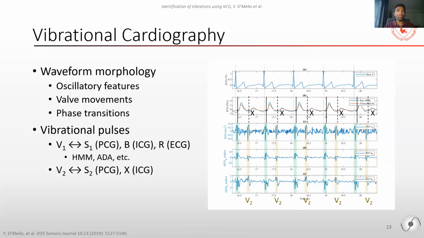For this study, we upgraded the ADA to measure both the vibrational pulses V1 and V2. The second pulse, V2, happens around the same time as the S2 sound in PCG, and the X point in ICG. So how do we extract vibrational pulses from the VCG signal? In other words, how do we increase their signal-to-noise ratio?